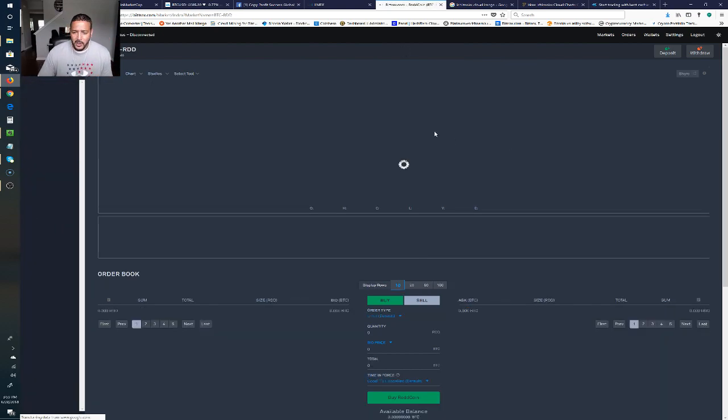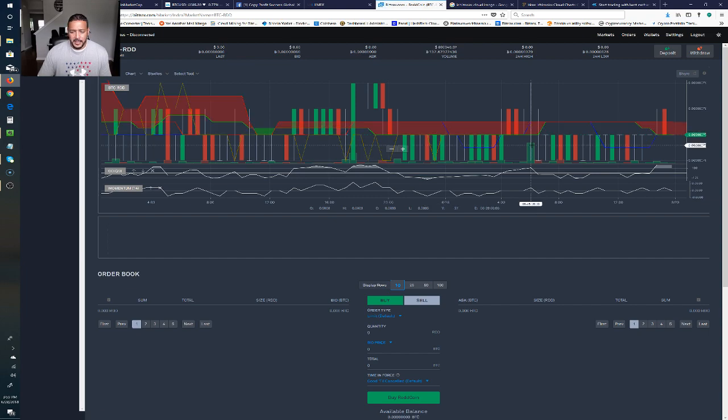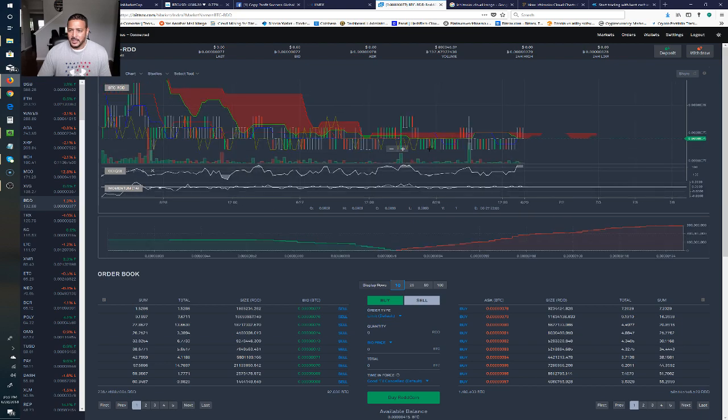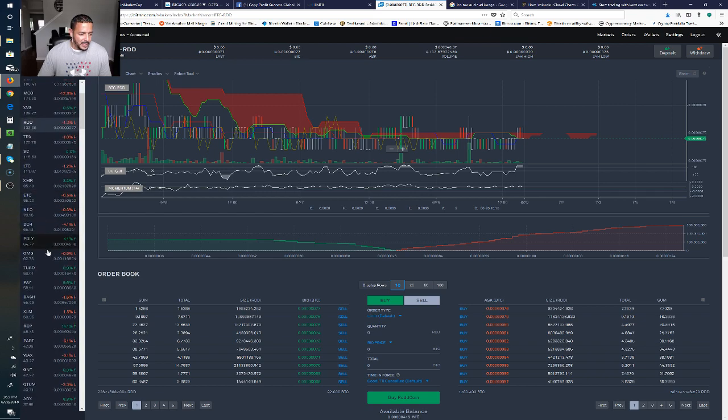This is red coin. Not a lot of volume here. This is a 30-minute chart, and it looks horrible. Man, this looks terrible. I would not even look at that coin. Not at all.